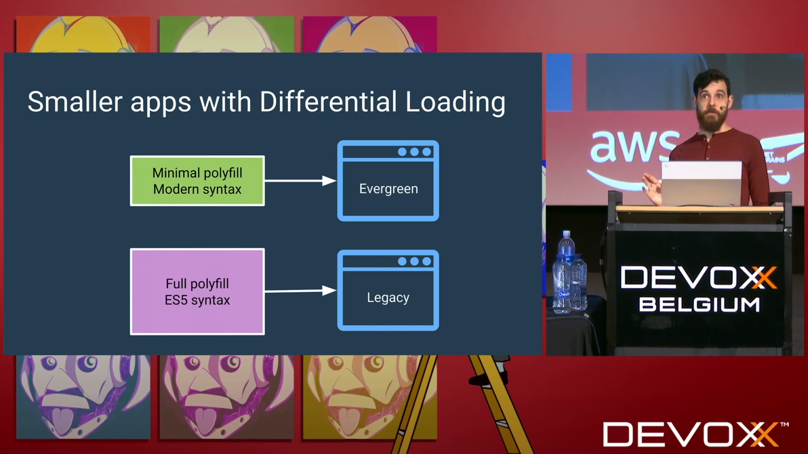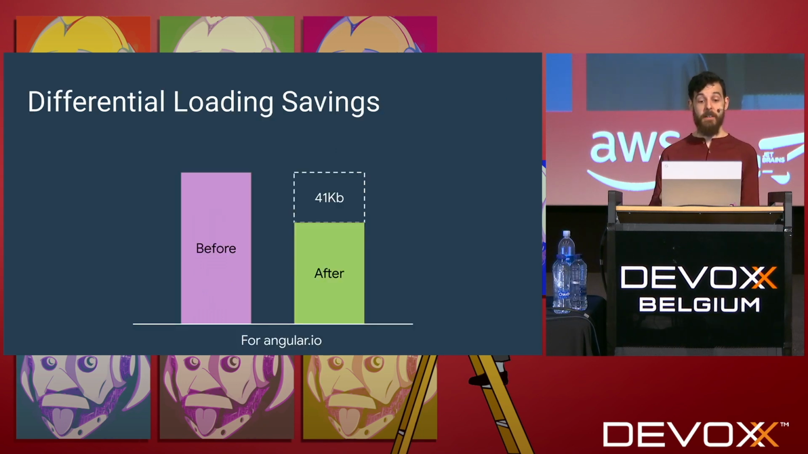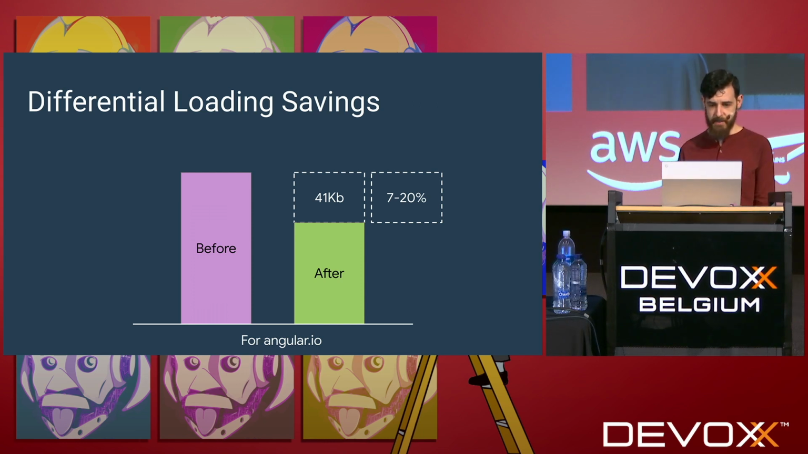You need absolutely no server code to do this. Updating your Angular application will make it so that your client does this automatically, and this can have a really big impact. On angular.io, our documentation site, which is a relatively simple application, this saved 41 kilobytes for modern browsers, which is a really big improvement. And depending on your application, the savings can be anywhere from around 7 to 20% of your bundle size.